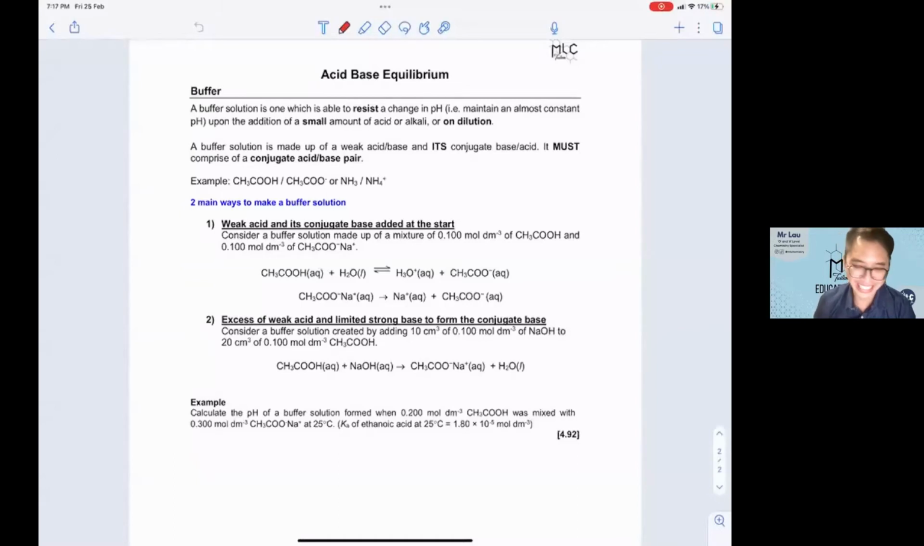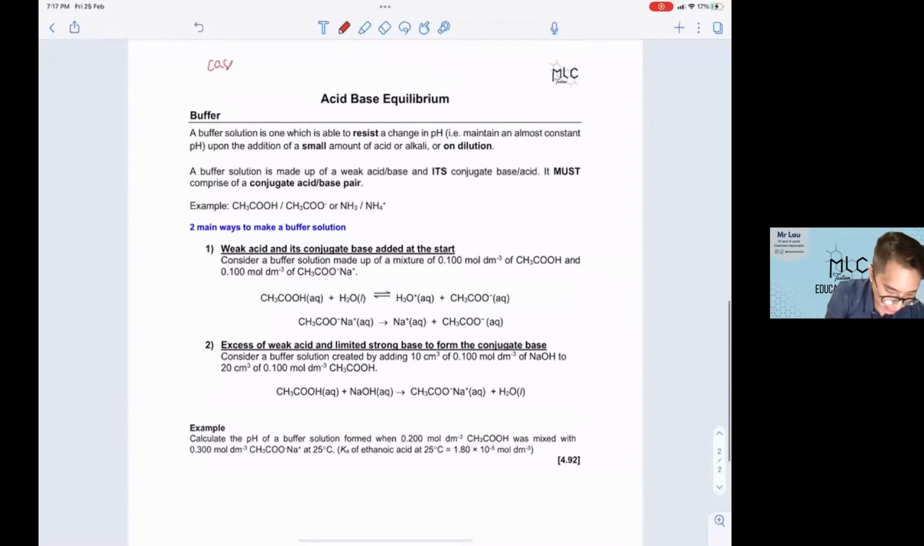Now today, let's look at the case 2 scenario. Case 2 scenario means that there is a buffer system. A buffer system will be where you have a weak acid plus its conjugate base, or a weak base plus its conjugate acid. So these are the criteria for a buffer to be fulfilled.